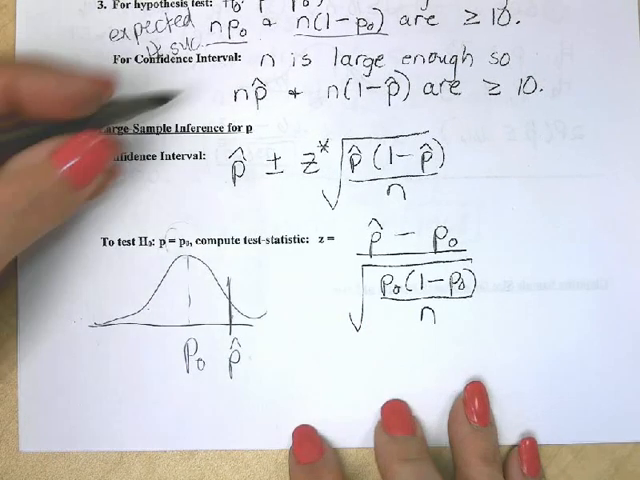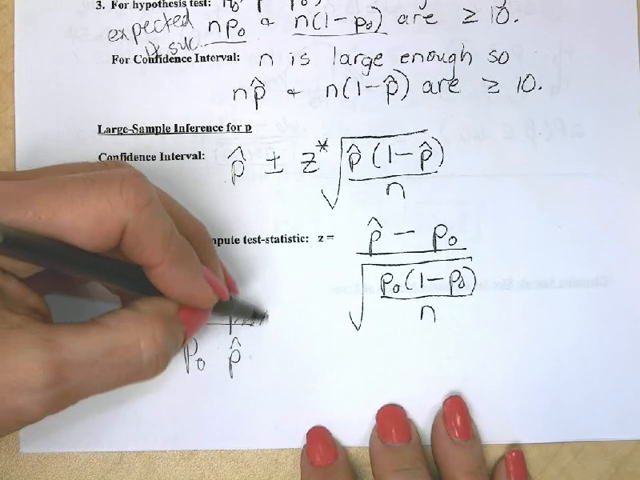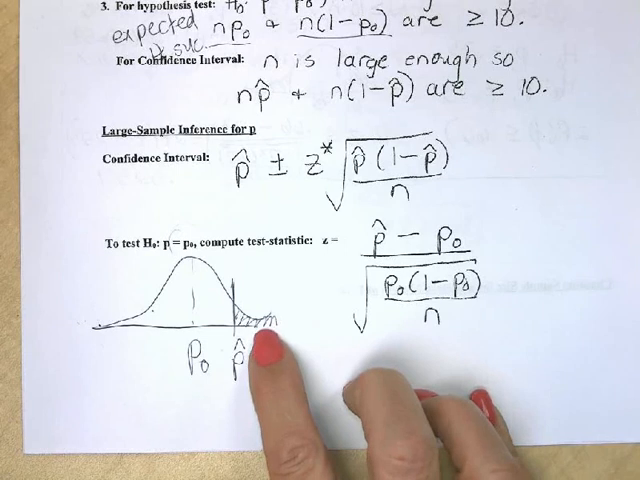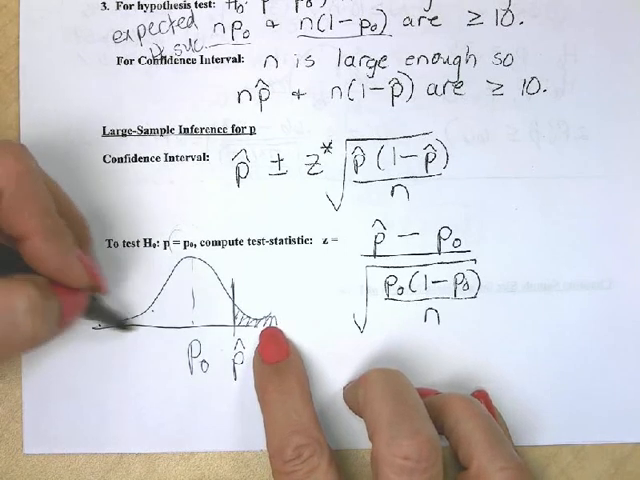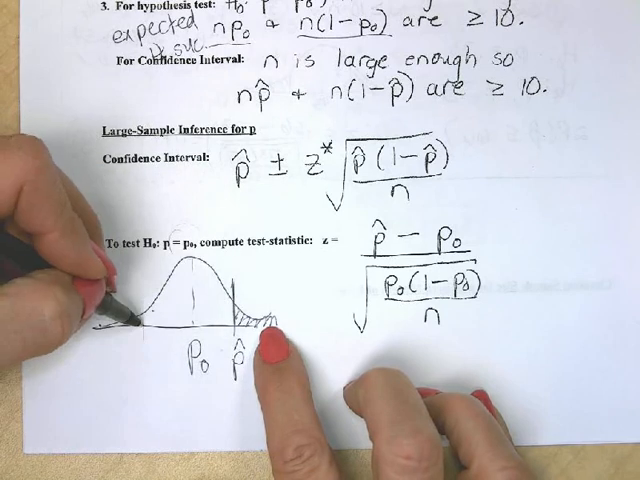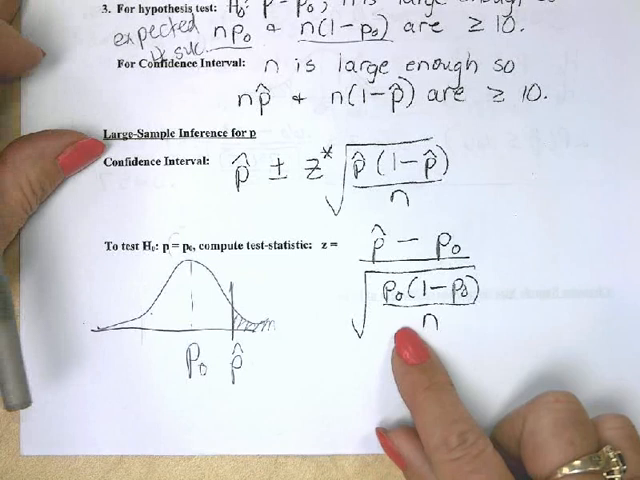And then depending on whether this is a one-tail or a two-tail test, we might be finding this for our p-value, or if it's a two-tail test, we might symmetrically be sketching this value on the opposite side and shading below. But notice what our test statistic will look like.